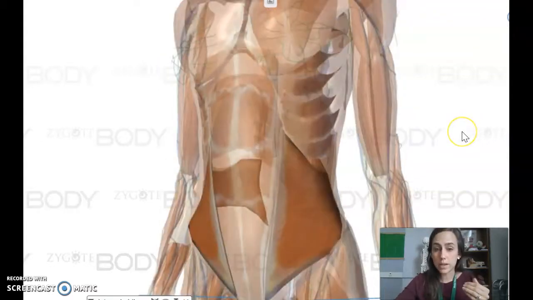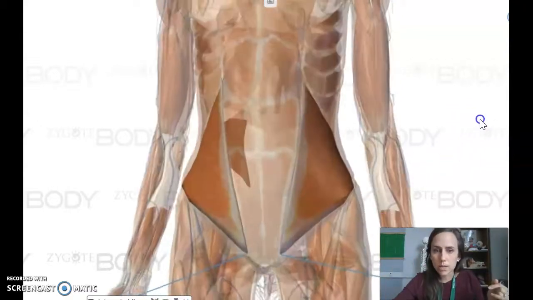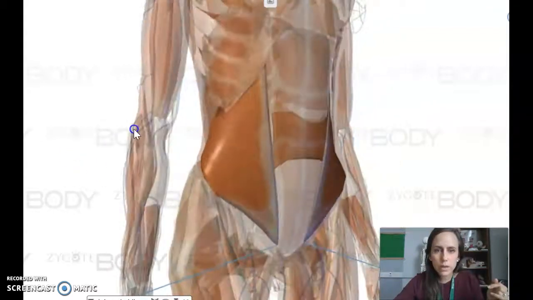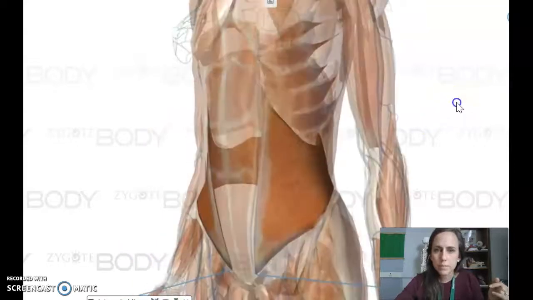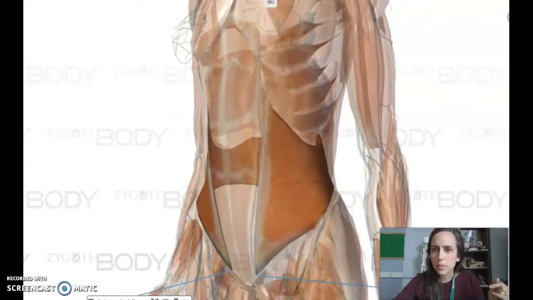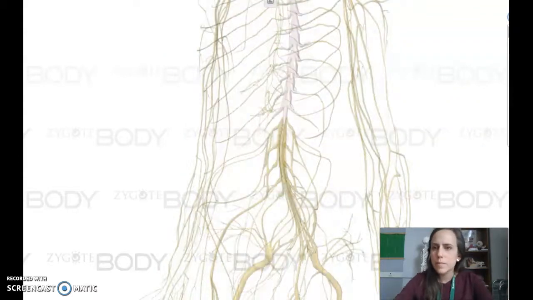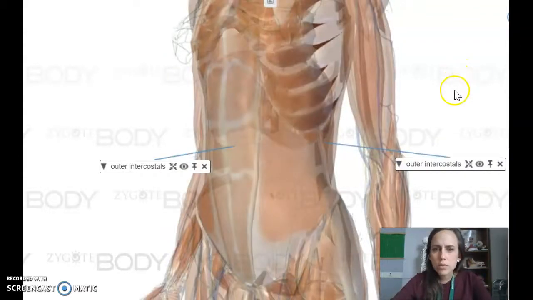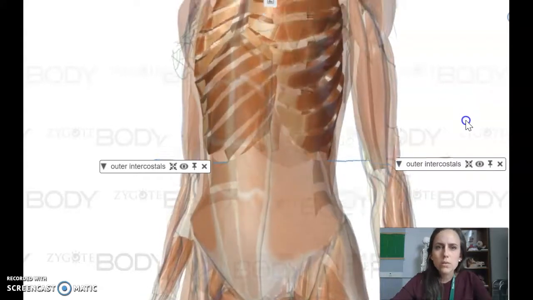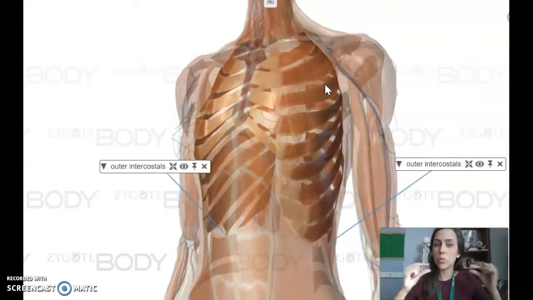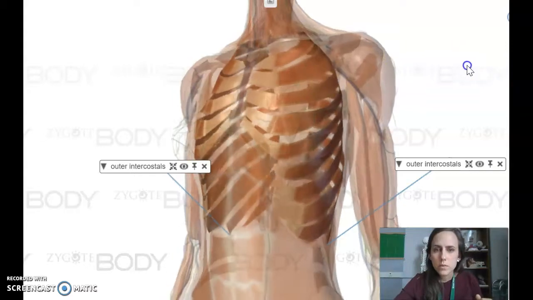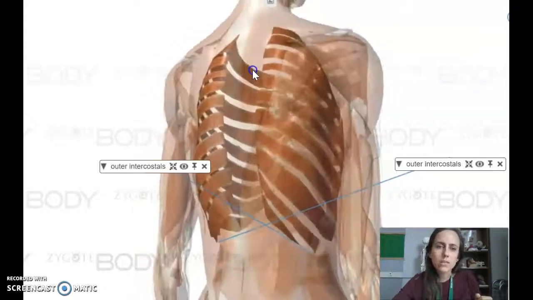Our internal oblique muscles sit deep, or below, our external oblique muscles, and here is where those are located. Some more deep muscles that we need to be aware of are our external intercostals. Those muscles are more superficial but lie between each rib. Those are our external intercostals.